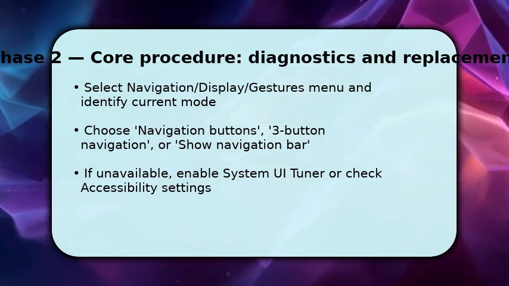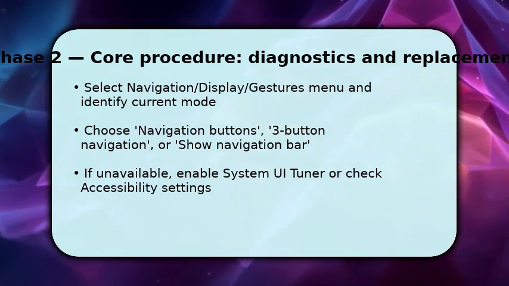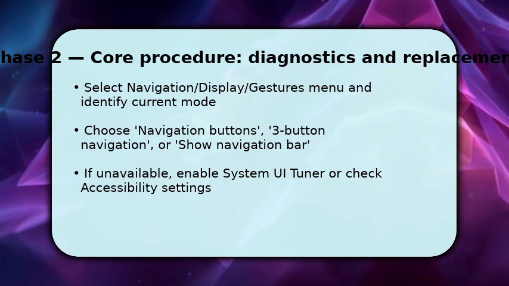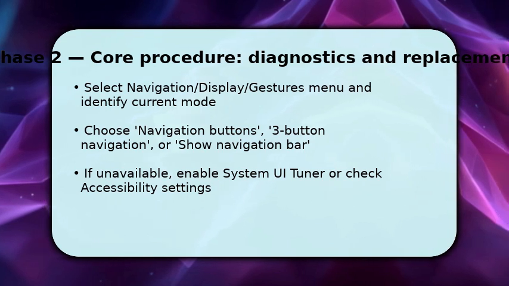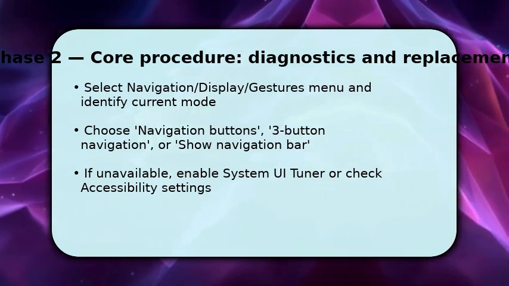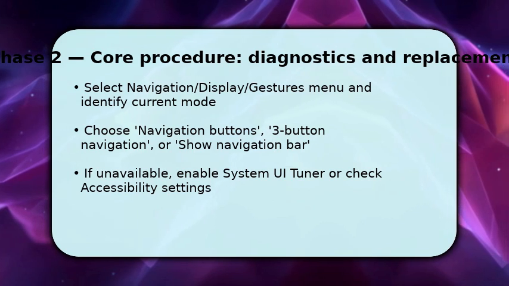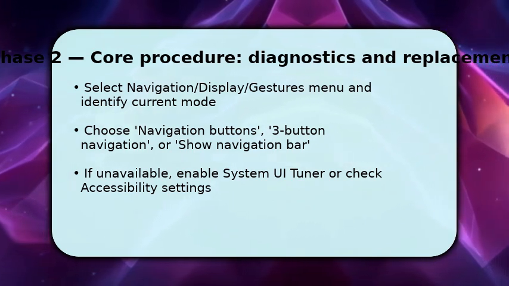If that option is missing, enable System UI Tuner, press and hold the settings gear, or inspect accessibility for interaction controls. Make the change, then test home, back, and recent keys. If they reappear, you're set. If not, proceed to the next steps.